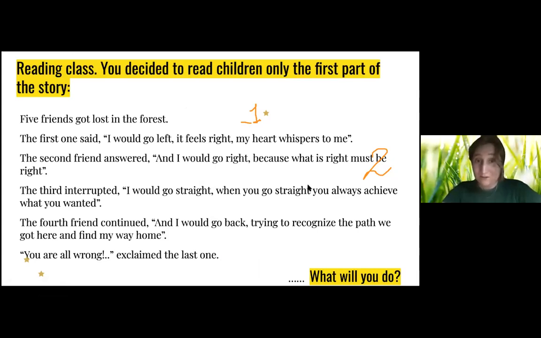5 friends got lost in the forest. The first one said, I would go left, it feels right. My heart whispers to me. The second friend answered, and I would go right because what is right must be right. The third one interrupted, I would go straight. When you go straight, you always achieve what you wanted. The fourth friend continued, and I would go back, trying to recognize the path we got here and find my way home. You are all wrong, exclaimed the last one.